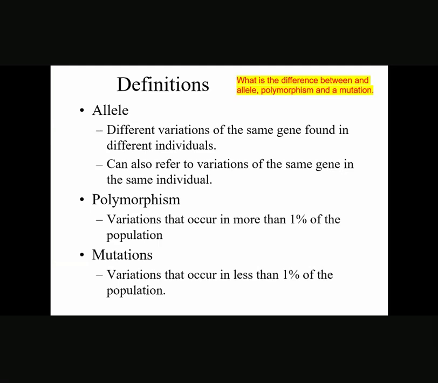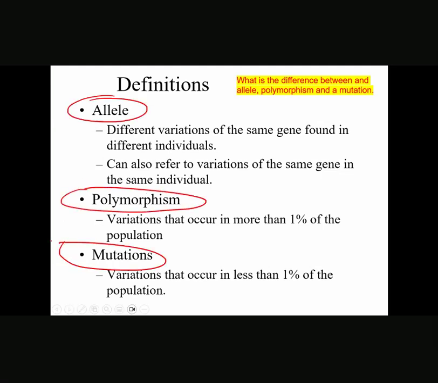All right, we're almost done. Now we're back to vocabulary. What's the difference between an allele, a polymorphism, and a mutation? An allele is variations of the same gene. So, for example, I've got an allele that gives me brown eyes, and you've got an allele that gives you blue eyes. They're just different alleles. I think eye color is a little bit more complicated than that, but it was just an easy example.